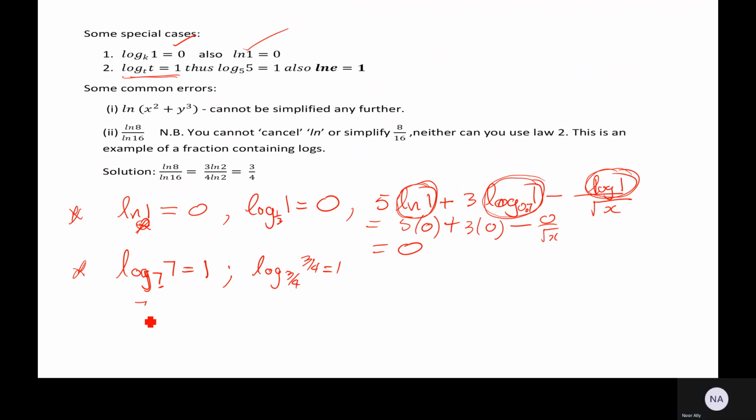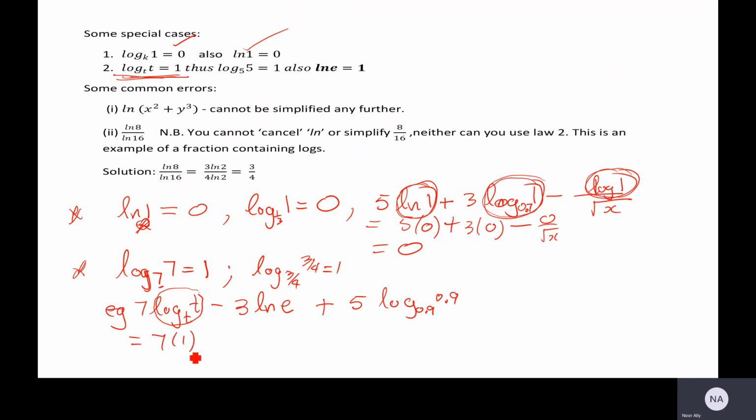So what is 7 times the log of t to the base t minus 3 ln of e plus 5 log of 0.9 to the base 0.9. Work that out. What's log of t to the base t? That's the property. That is 1. What is the ln of e? Ln of e is equal to 1.